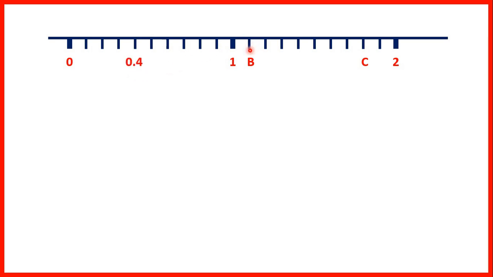Now for B, we have to be careful. This comes after 1, and remember, each line is 1/10, so this value here is 1 and 1/10, which we write as 1.1. And C is 8 lines after 1. Remember, each of these lines was 1/10, so C represents 1.8.